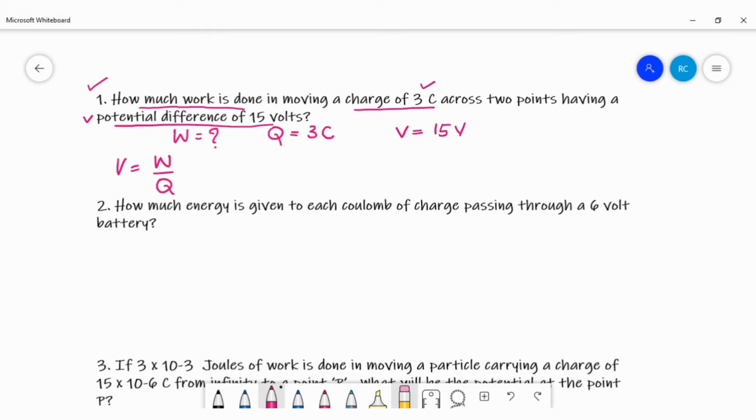But we need to calculate W. So therefore W equals, you can cross multiply it, V into Q. So V is equal to 15 volt into Q is 3 coulomb. So you will get the answer 45. 15 into 3 is 45. It is volt into coulomb. So the unit of work done is joule, so 45 joules.